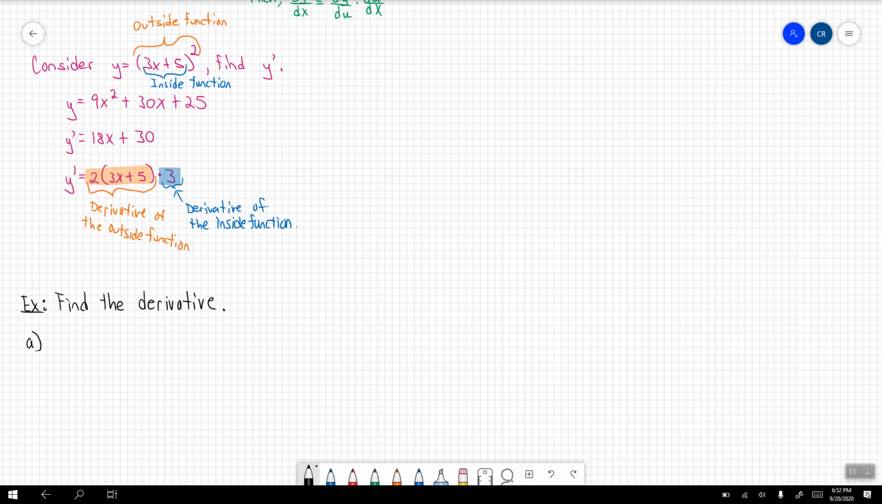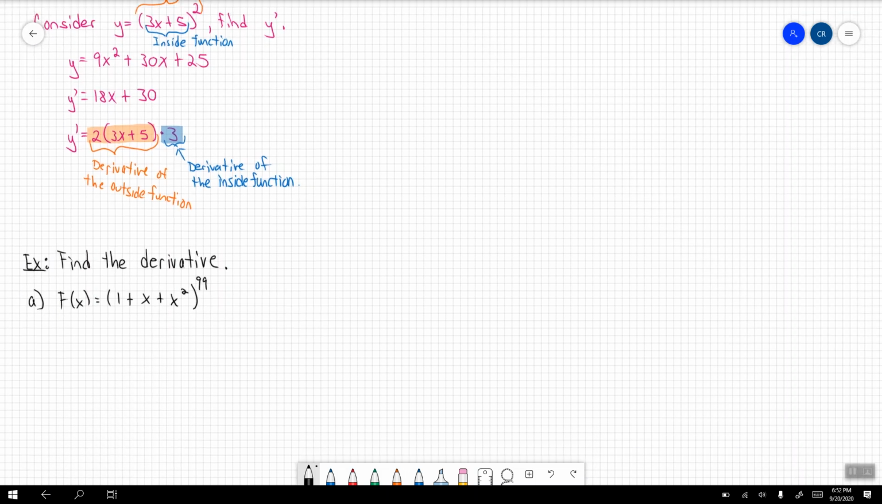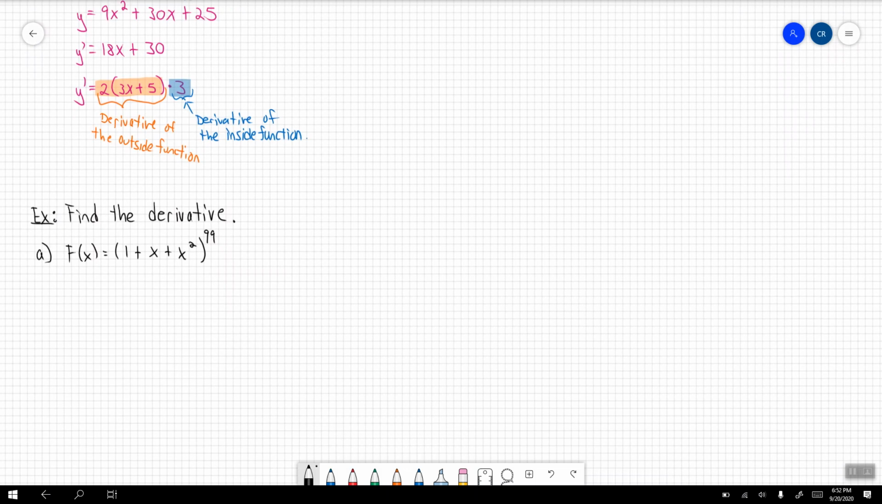So for this example, we're going through and we're going to find the derivative. For part A, I want to work with f of x equals 1 plus x squared, to the power of 99. Now again, you're going to look at this and say, oh wow, does Mr. Castro really want me to expand this 99 times or 98 times? The answer is no, we don't want to do that expansion. However, we can still take this derivative by applying the chain rule.